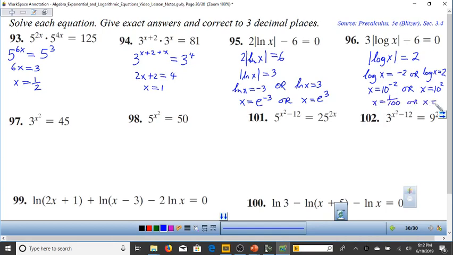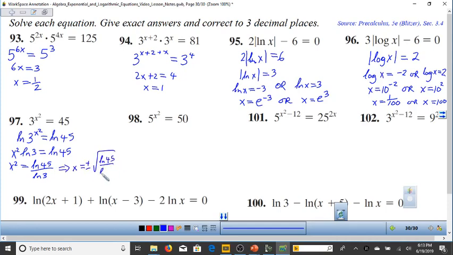With this one, it's a little trickier. We can rewrite this as 3 to the x squared equal to 9. Well, let's not do it that way. Let's do the natural log of 3 to the x squared equal to the natural log of 45. Rearranging that, we get x squared ln 3 is equal to ln 45. So x squared is equal to ln of 45 over ln of 3. And that would mean x is equal to plus or minus the square root of ln of 45 over ln of 3. And I think we can leave it like that.